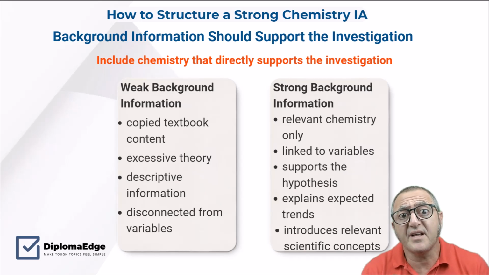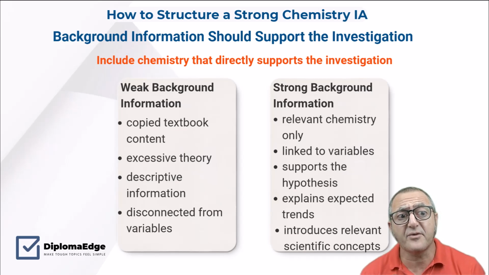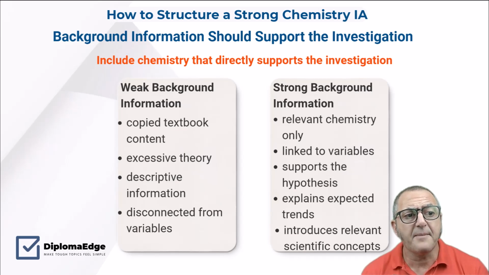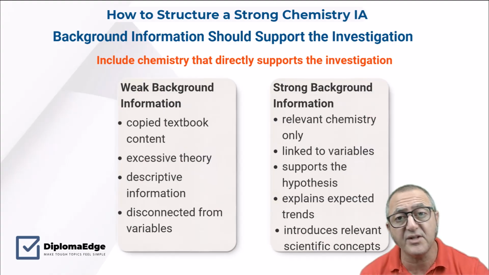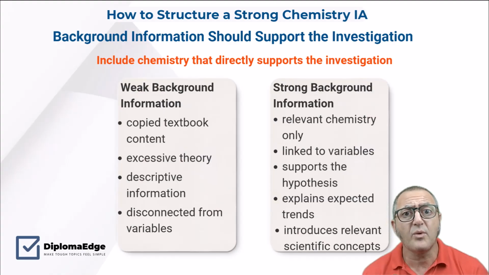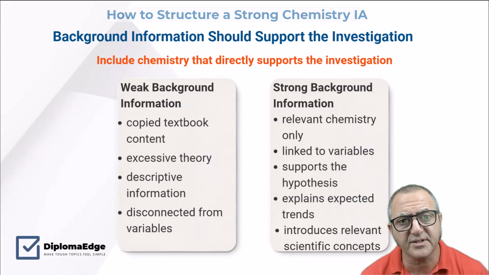A typical mistake that students make here in the background information is to include large amounts of chemistry theory that never becomes relevant during the investigation. So the background information has to be very specific for what you're studying. And after you finish with your background information, what you need to have is a hypothesis.